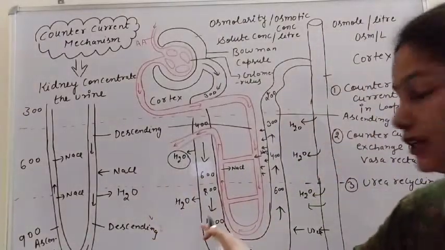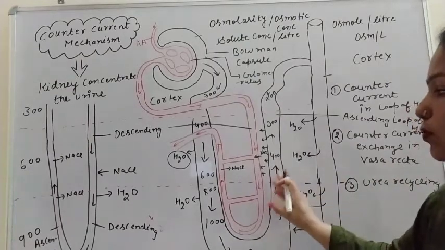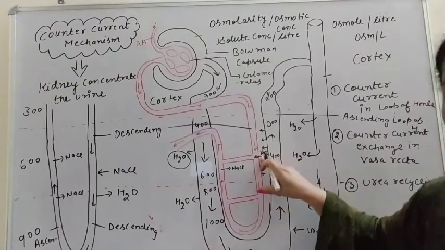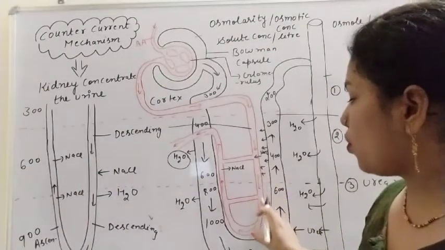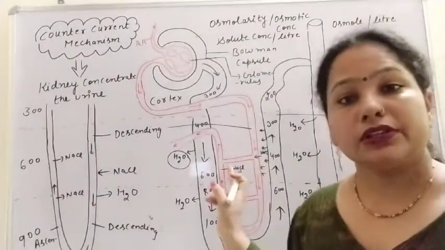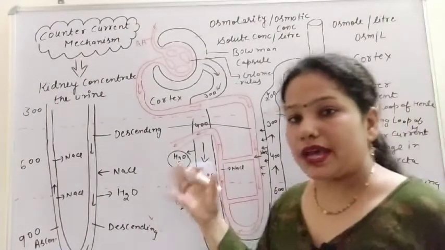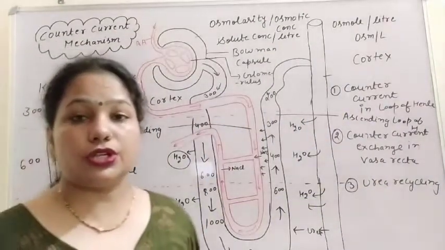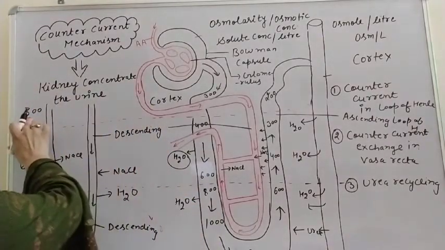So why are we calling it the counter current exchange in the vasa recta? Because when NaCl is reabsorbed from the loop of Henle, it does not remain in the interstitial fluid, but comes into the descending limb of the vasa recta, and from the ascending limb of the vasa recta, this NaCl again comes into the interstitial fluid. By this method, the osmolarity, or osmotic concentration, is maintained. And what is the amount if we compare in this cortex part?